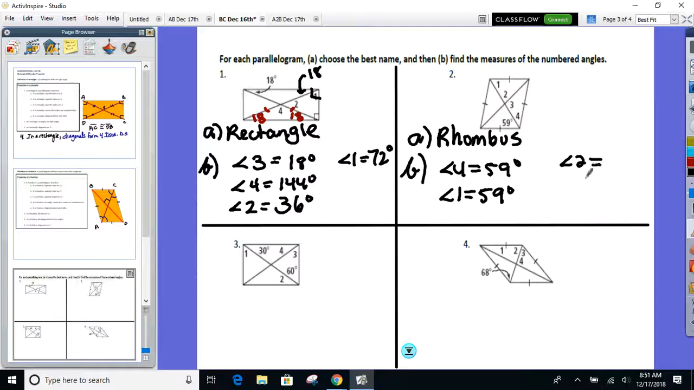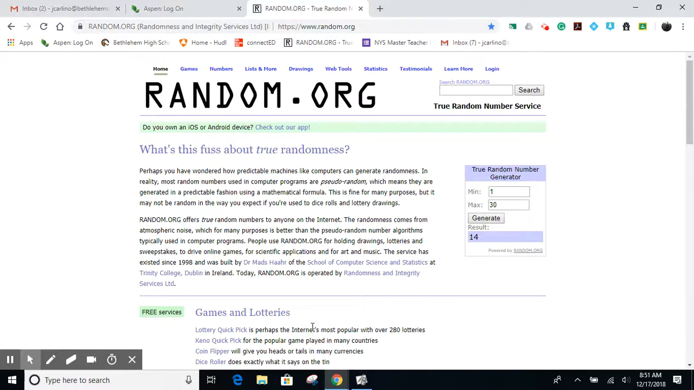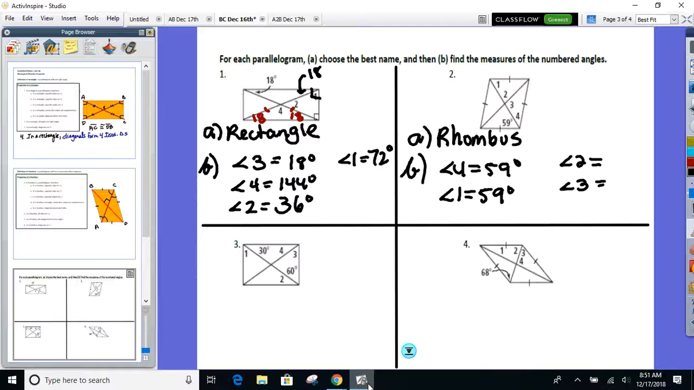Angle 2, angle 3 now. It's a rhombus property. Here you go, 90. Diagonals are perpendicular. I won't ask anybody, but angle 3 will also be 90. Diagonals are perpendicular. The power of knowing those properties. I'm not expecting you to know anything right now, but I'm just showing you the power of knowing them.